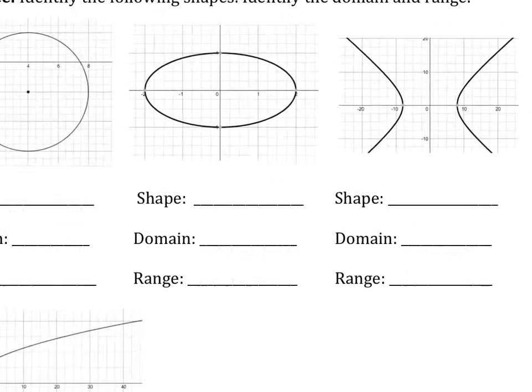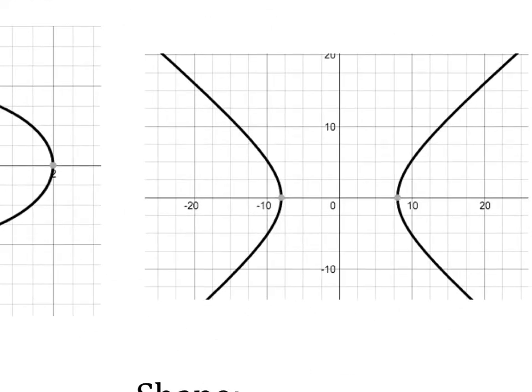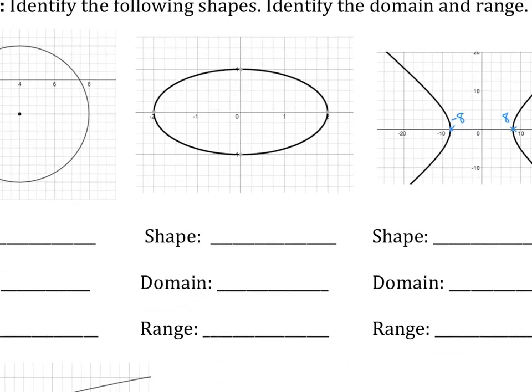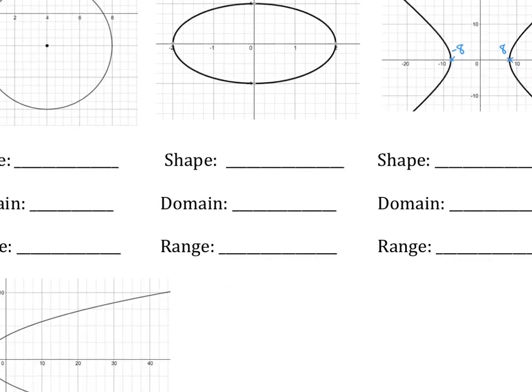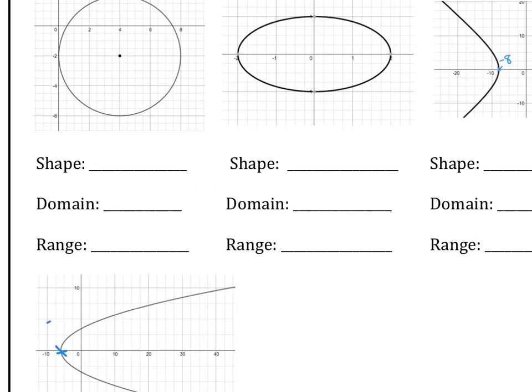And sorry about that, there are some numbers that are hard to see. Like for example, this one. This is -8 and this is 8 on the hyperbola. And then on the parabola, it's 6. Sorry, -6.